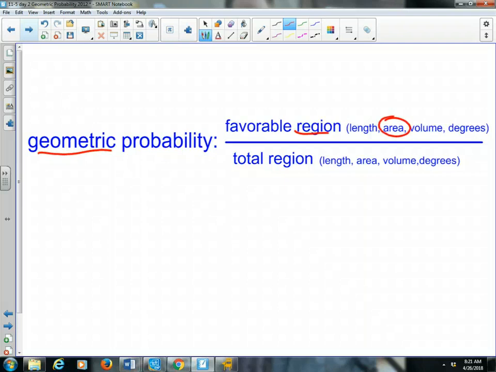In our case, we're talking about area. So it's the favorable area over the total area. So it's kind of like the area that we want divided by the total area. A couple of refreshers about probability. The probability of something happening is always between 0 and 1. 0 probability means that the outcome can never happen, and a 1 probability is where it's guaranteed to happen. All other probabilities are in between 0 and 1.